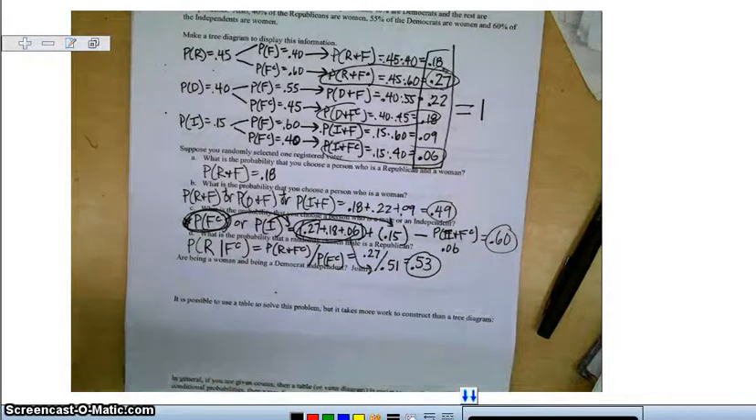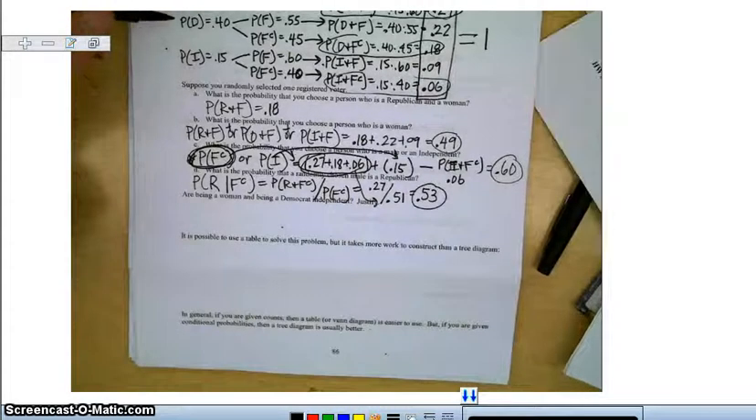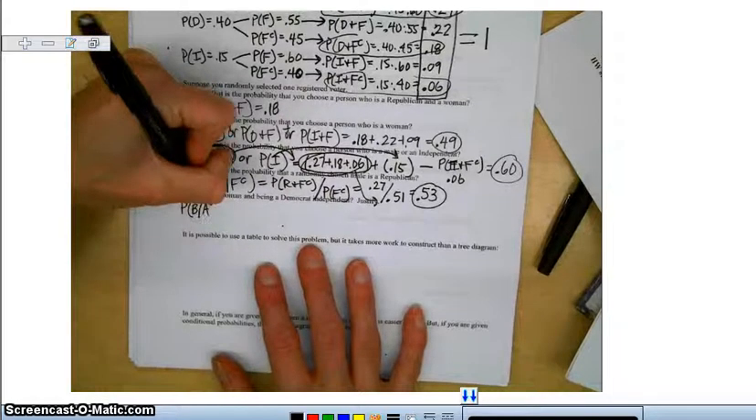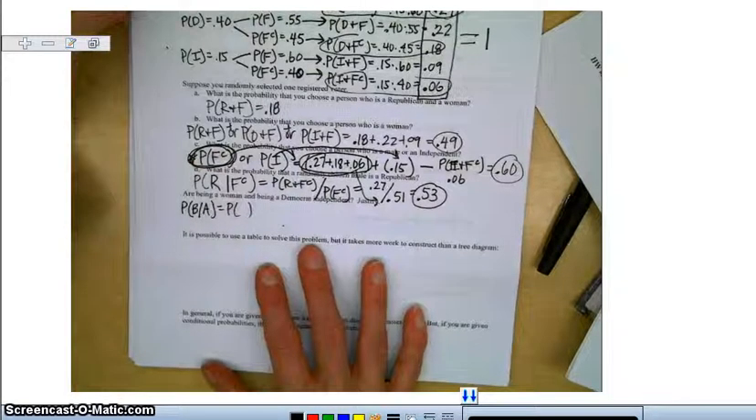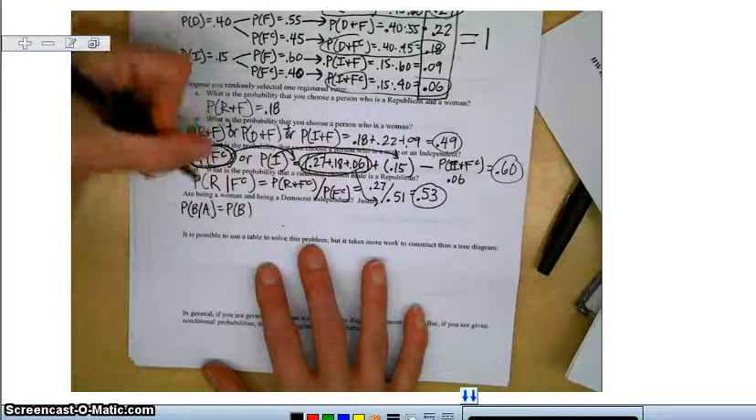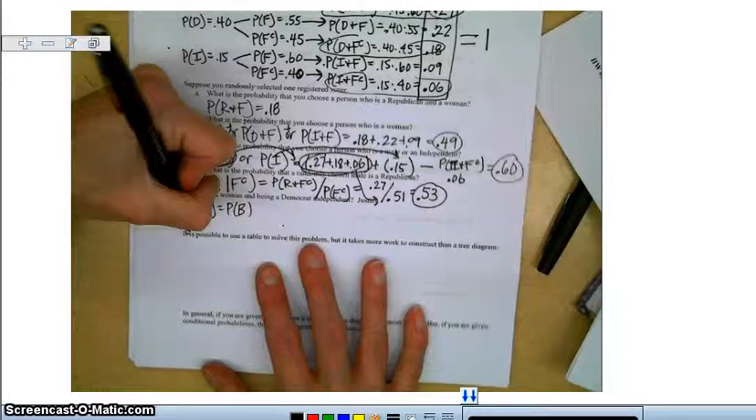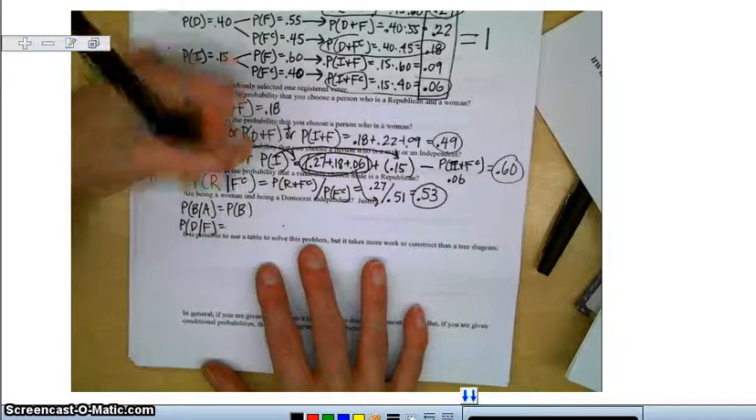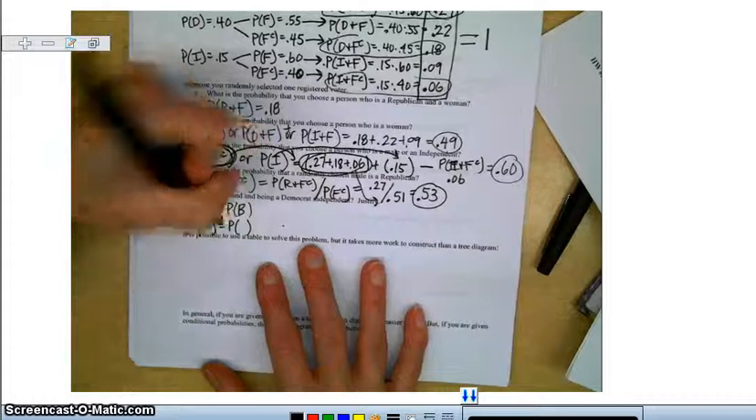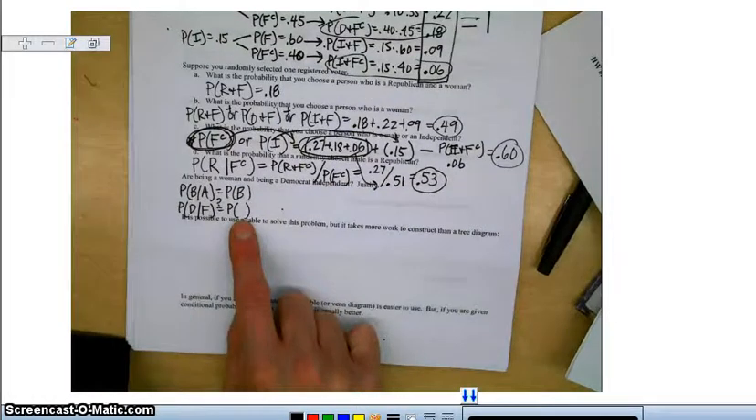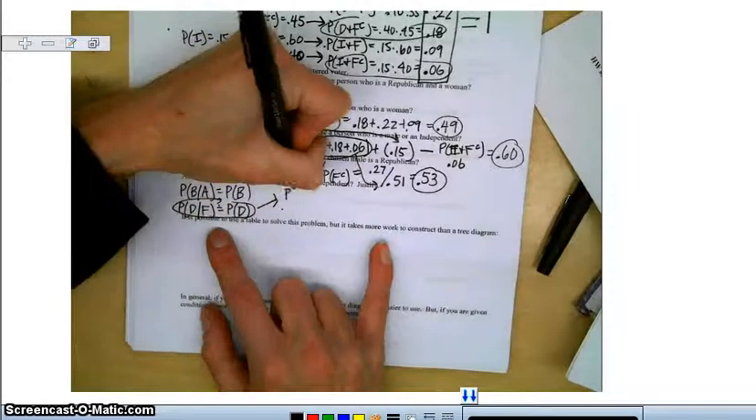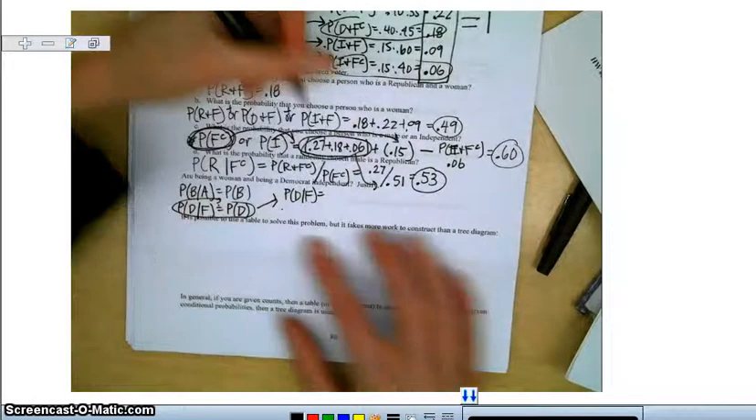Okay, now our next question is, are being a woman and being a Democrat independent? Okay, so the probability of B given A is equal to the probability of just event B. So what do you want your event B to be? Democrat. So you want that to be Democrat, given that they are a woman, okay? And so then the other side, the question mark is that the same as the probability of just being a Democrat? So we need to find these two probabilities. So the probability of being a Democrat, given that you're a female, would be calculated by taking what?